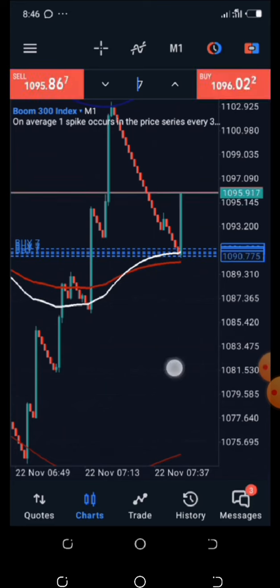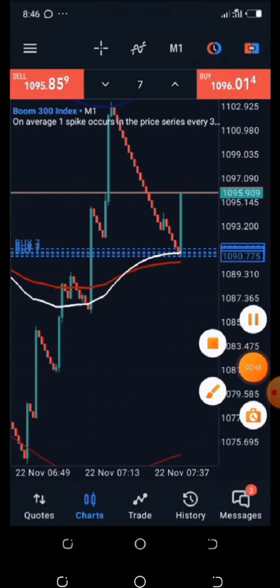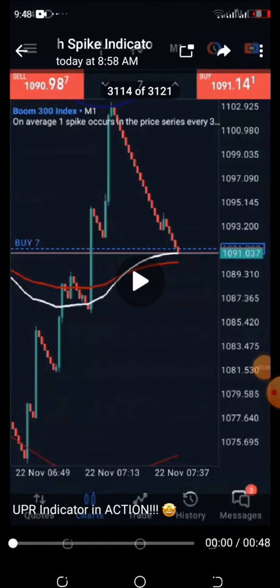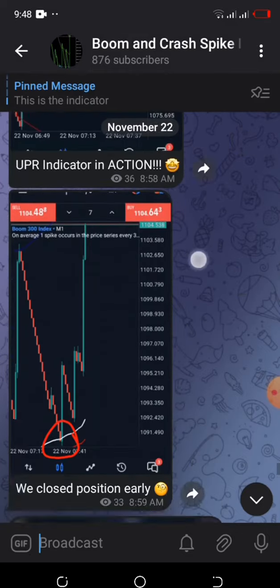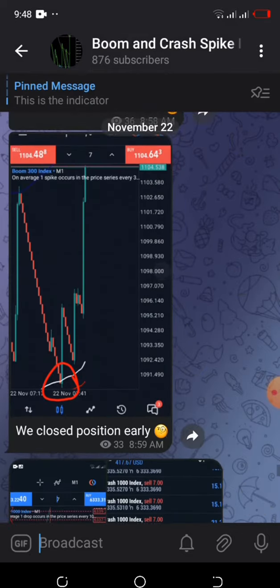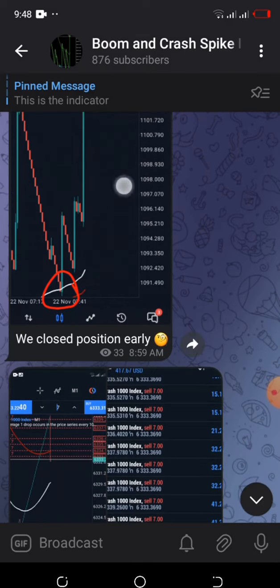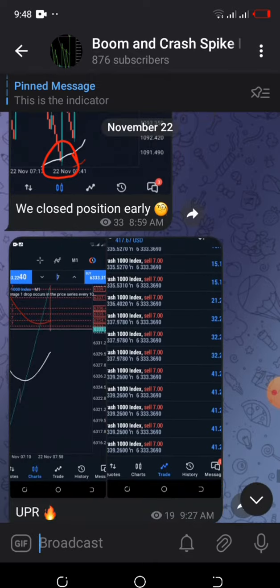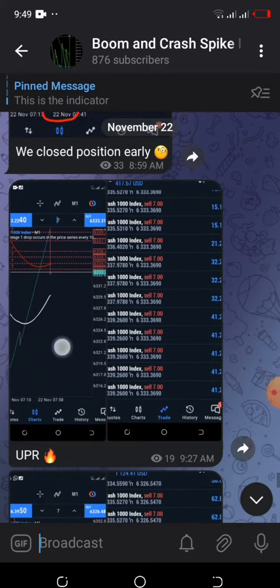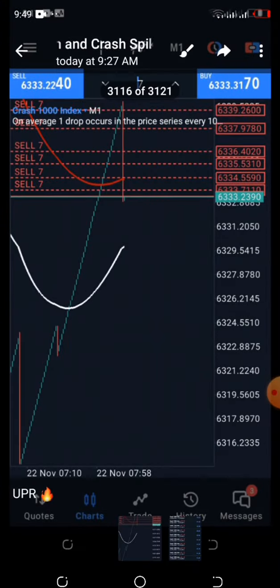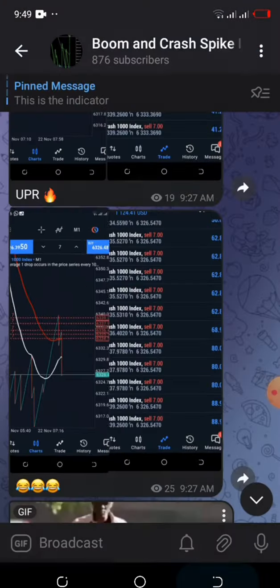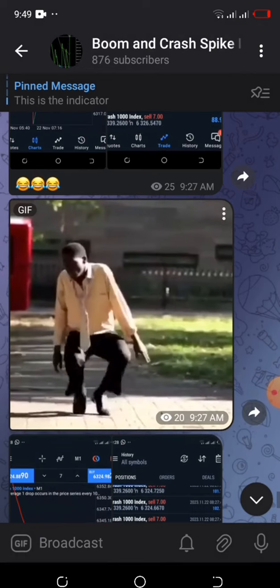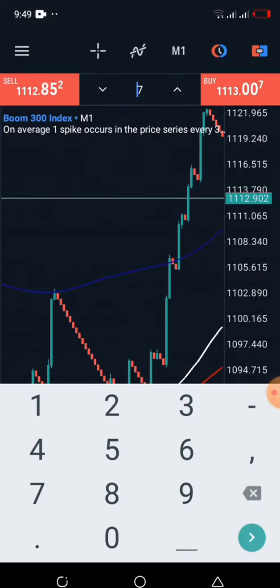Yeah, that's it. So as you can see over there, the spike happens. The spike actually occurred, and then I was sending to the group that we close our entry very early, because after we closed it, what happened? It continued to spike to the upside, and this was for Crash 1000. When I use it to catch spikes on Crash 1000, as you can see, very simple. I just feel that you need to see this so that you can pay attention.